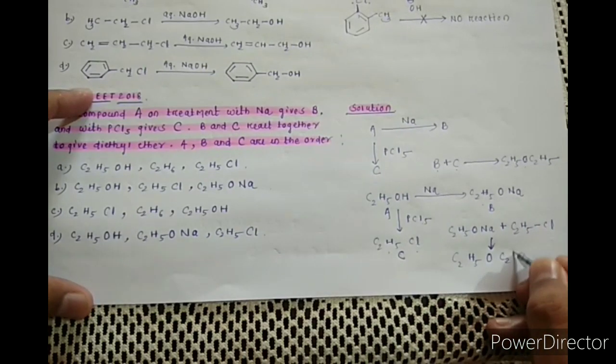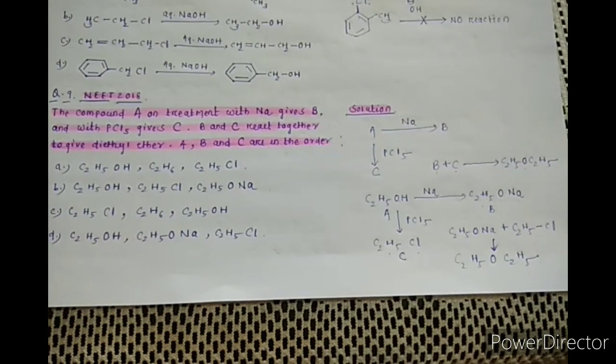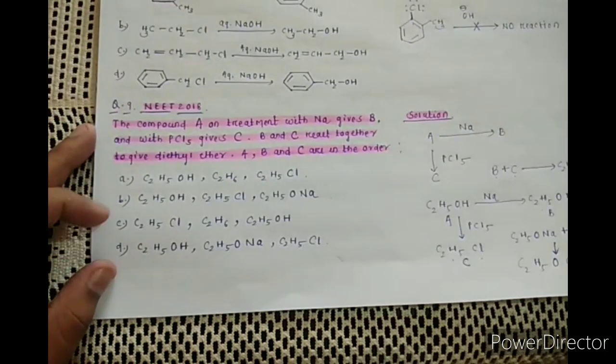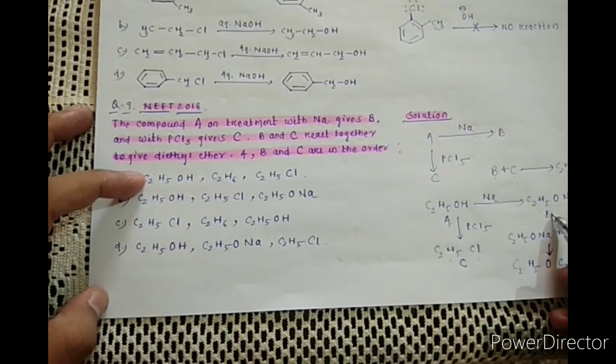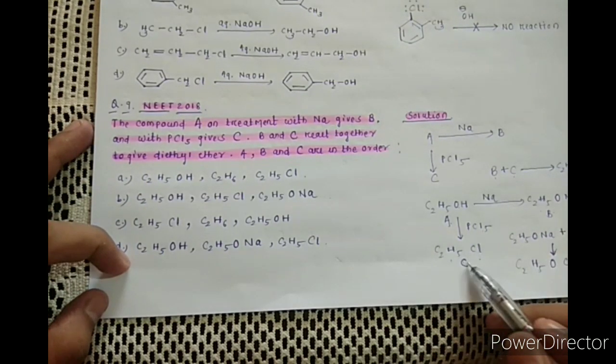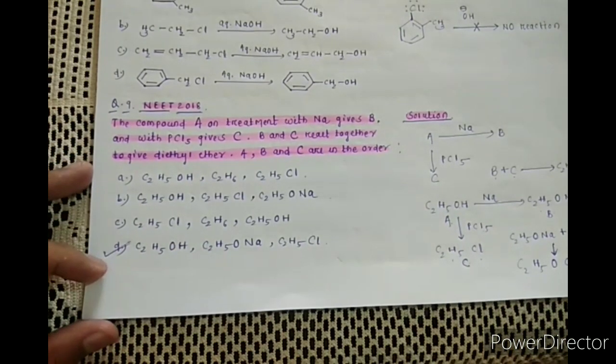C2H5OC2H5. This is called ether. So which option is correct? Look here, A is ethanol, B is sodium ethoxide, and C is ethyl chloride. Hence option number D is correct.